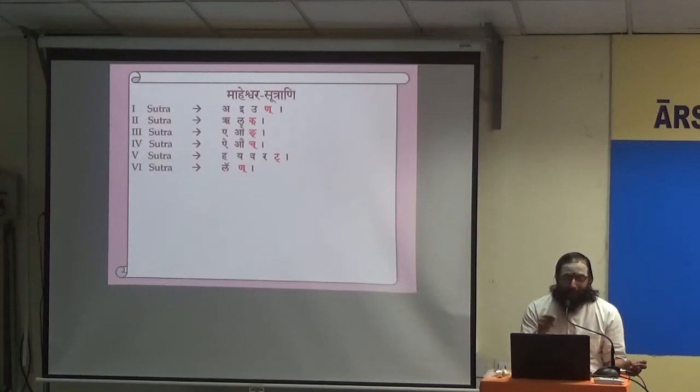Therefore, akara. Now, the sixth sutra, lan. What is the letter there? Nasalized vowel. These nasalized vowels are used in the mantra shastra. So this is the nasalized vowel, lan. The A with the chandra bindu, that is a nasalized vowel. Vowels are also nasalized. So the chandra bindu is important.